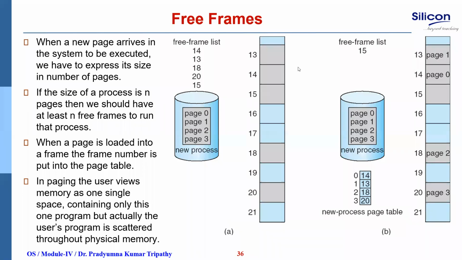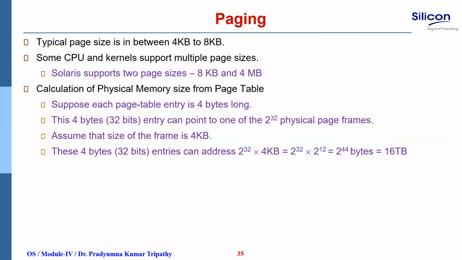Last class we have read about the paging technique, which is a non-contiguous memory allocation technique. The contiguous memory allocation technique we have three types: a fixed number of equal size partitions, variable size partitions, and dynamic partitions. And there we have read the internal and external fragmentation.